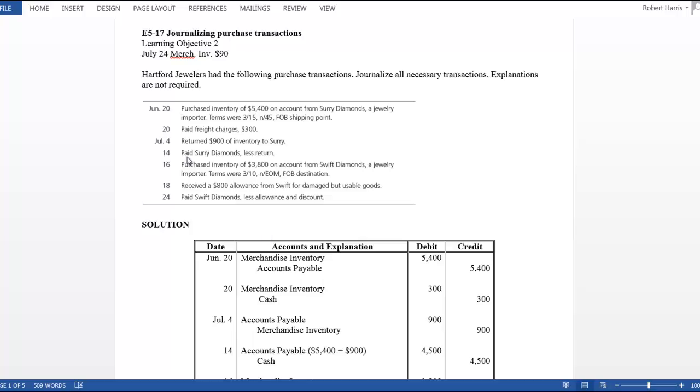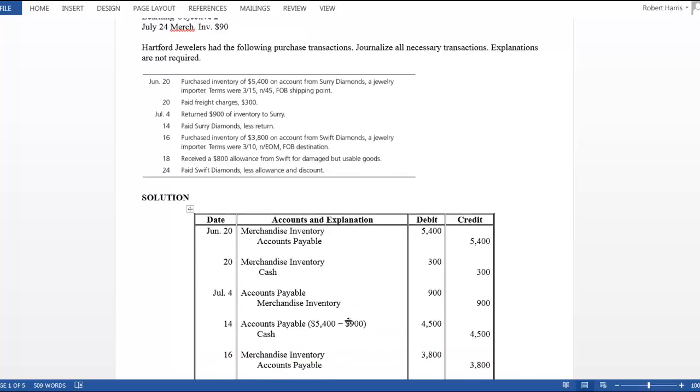On the 14th, it says that we paid Surrey Diamonds, and we have to remember that there was a return there that took place. And so this is what the entry is going to look like: $4,500 debit to reduce accounts payable, and $4,500 is cash that we're going to have to pay for that. Now you can see here we did not pay within that discount period, so we did not get a discount.